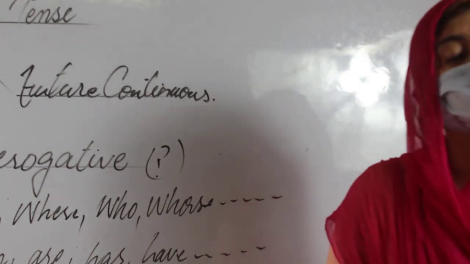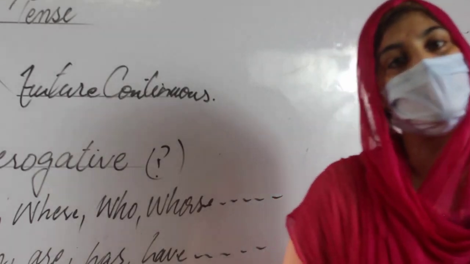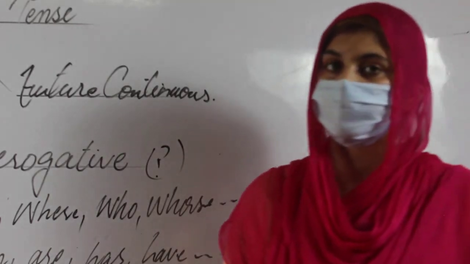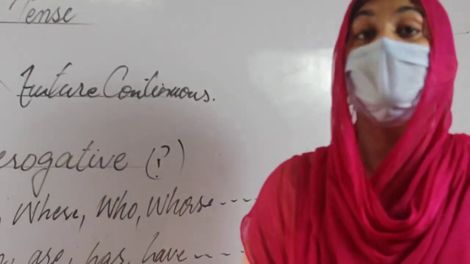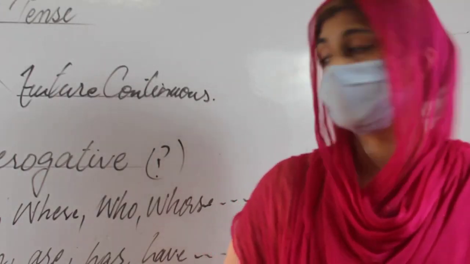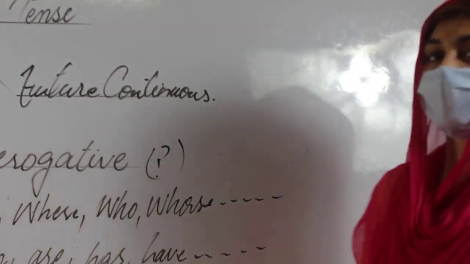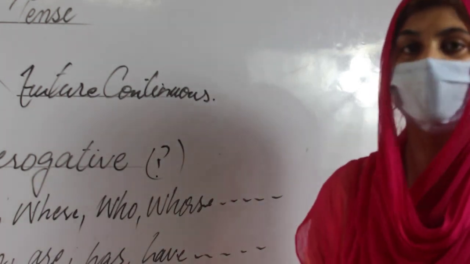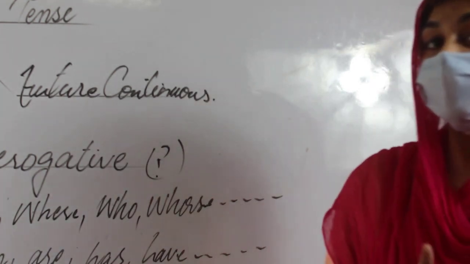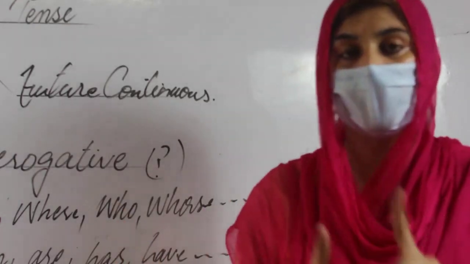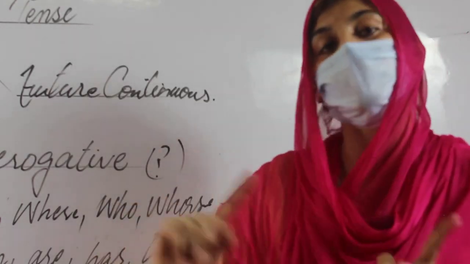Then the second part is the negative. To recognize whether we are doing a negative or affirmative, just put the not right after the helping verb will be or shall be. Then we will not write will be not. We have to write will not be, shall not be.